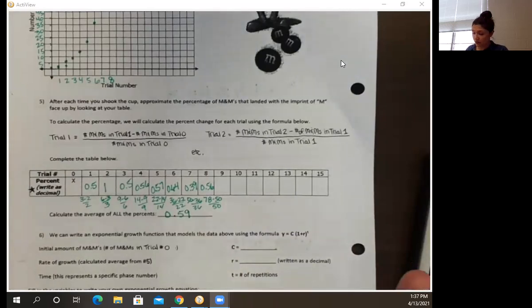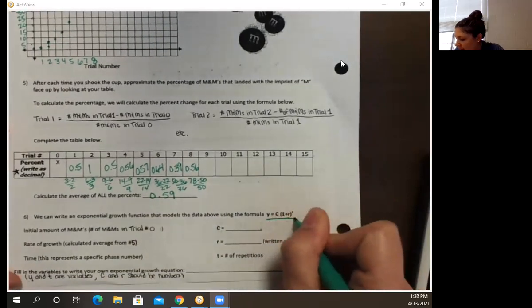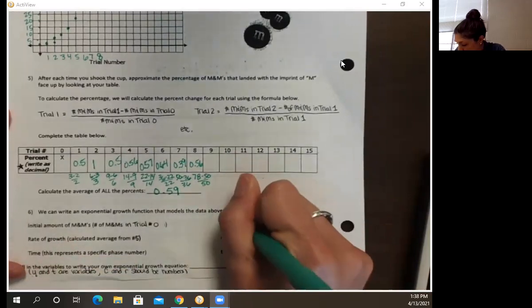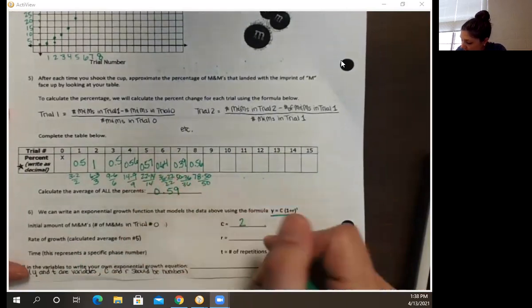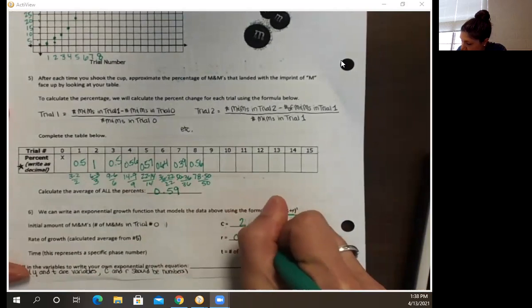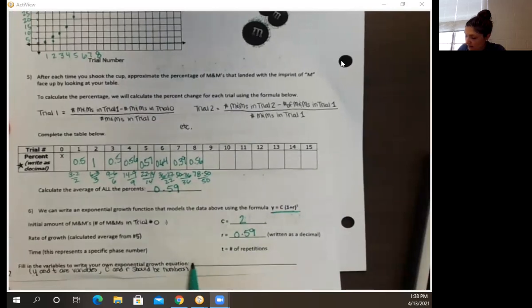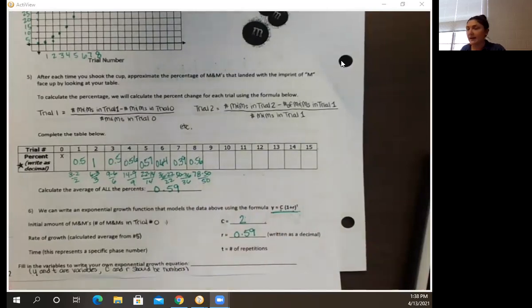Now, what I'm going to have you do is to write a function using this percent increase. So here's your formula that you're going to use. C is our initial amount of M&Ms. That was 2. We started with 2 M&Ms. The rate of growth that we calculated, that average rate of growth as a percent, was 0.59. And then you're going to leave T because that's number of repetitions. And you're going to create an equation by filling in C and R here. So I would like you to do that now.